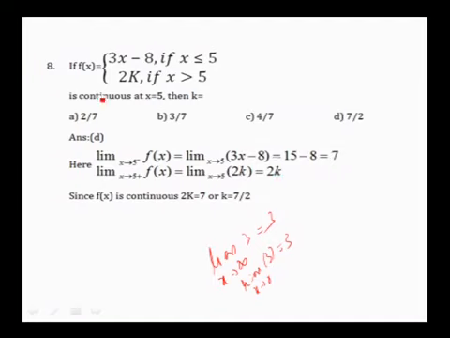But he has given that it is continuous, therefore the left hand limit and the right hand limit must be the same. So 2k must be equal to 7, that is 2k equals 7, or k is equal to 7 by 2. That is the answer, k equals 7 by 2. The option is D. Whenever you come across such problems, you find the left hand and right hand limits separately.